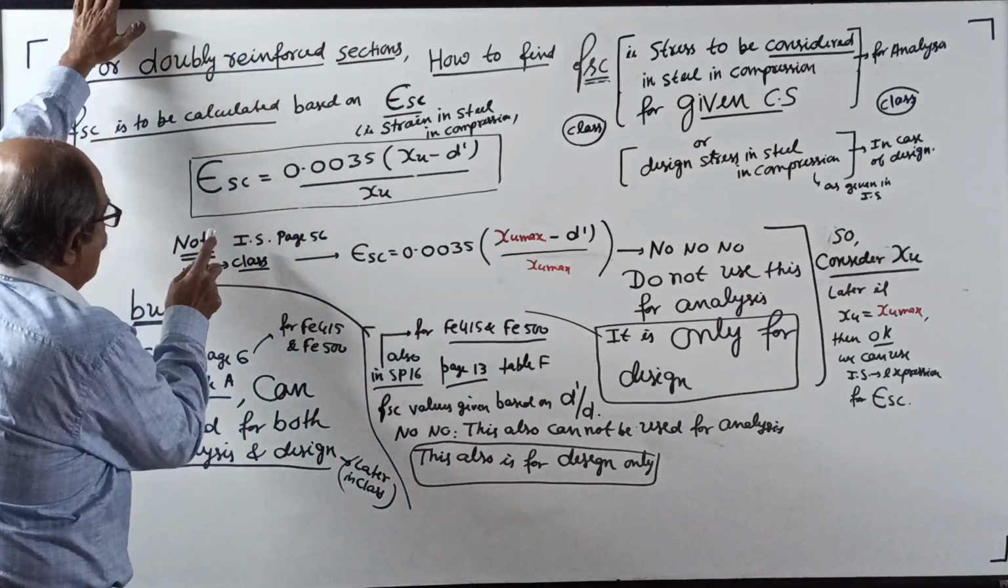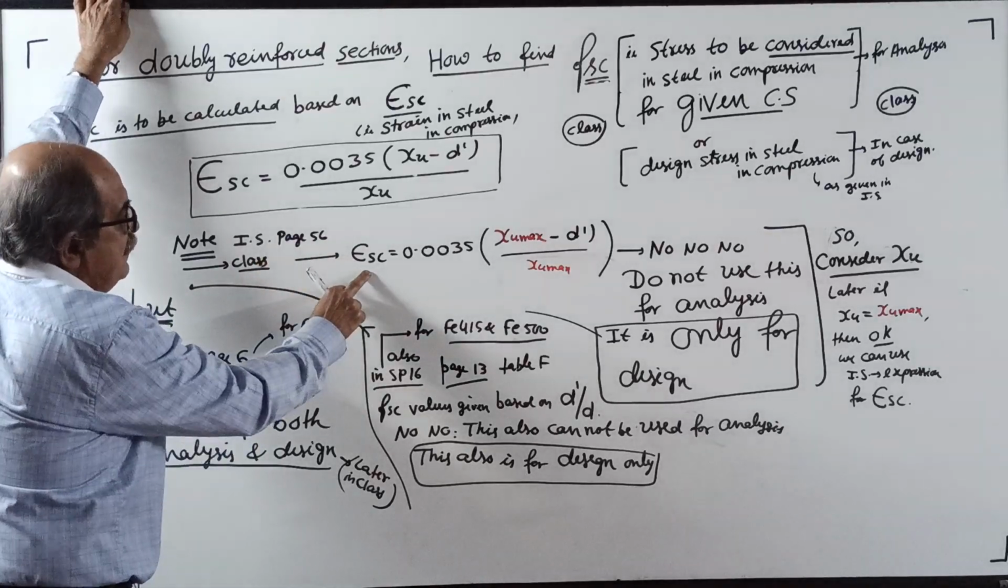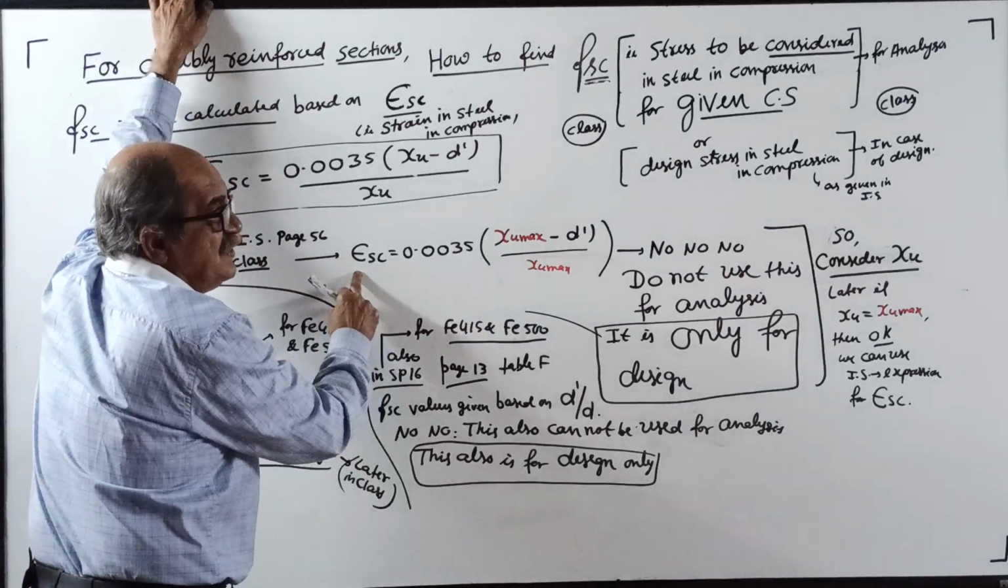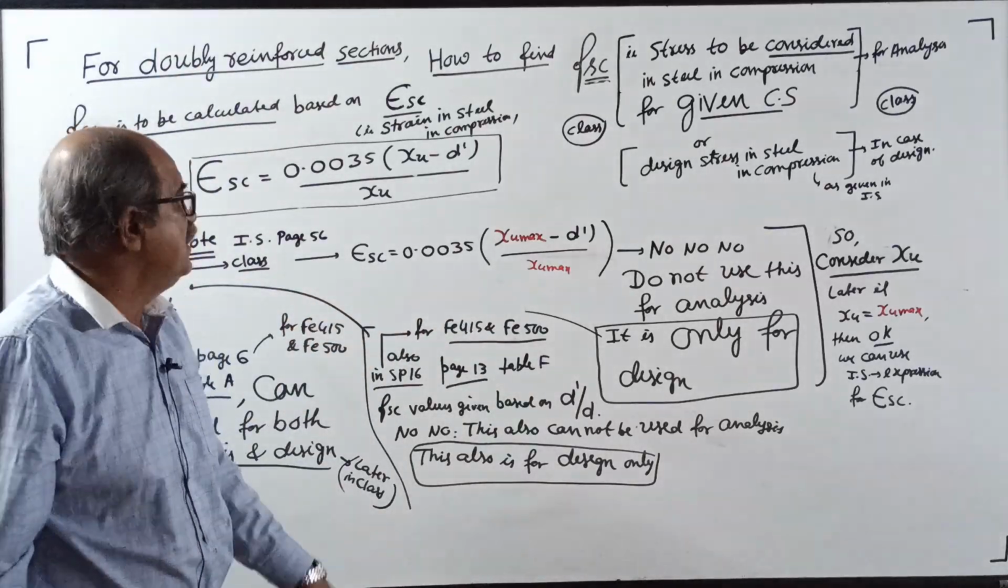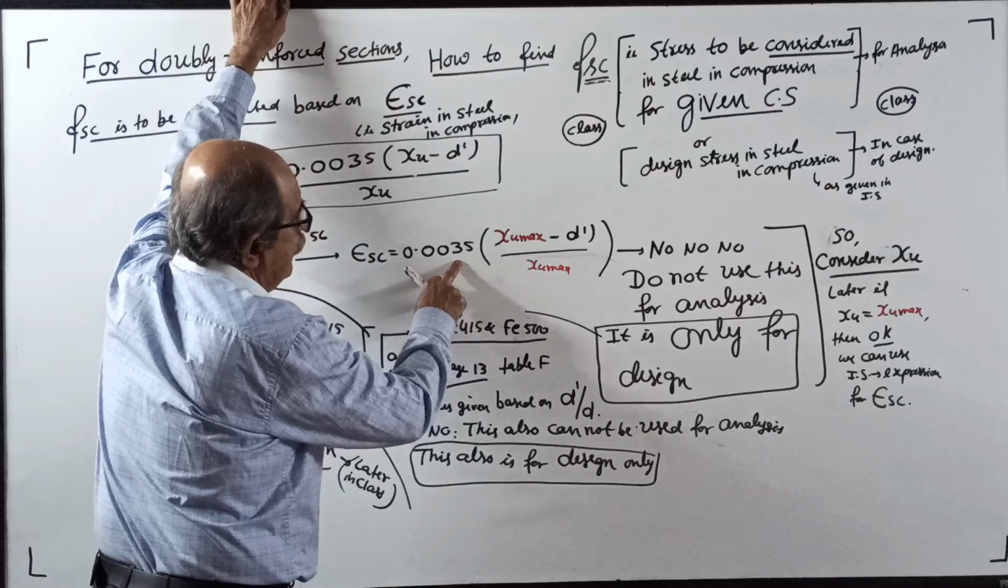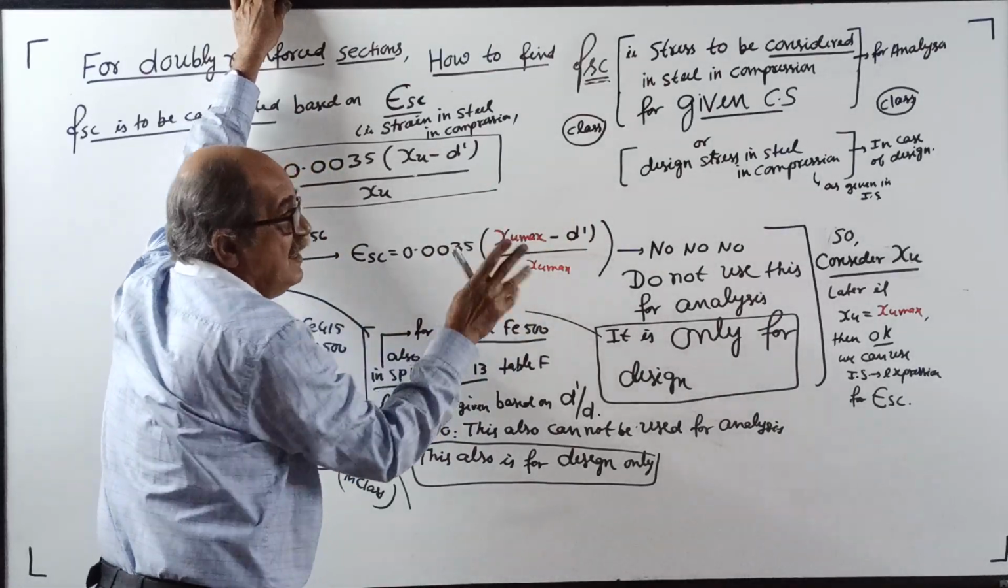Now, note, IS code, page number 56, I am telling in the class now. They have given the expression for epsilon SC. They have not told epsilon SC, they told strain in steel in compression equal to 0.0035 into XU max minus D dash by XU max. See, red color, XU max.